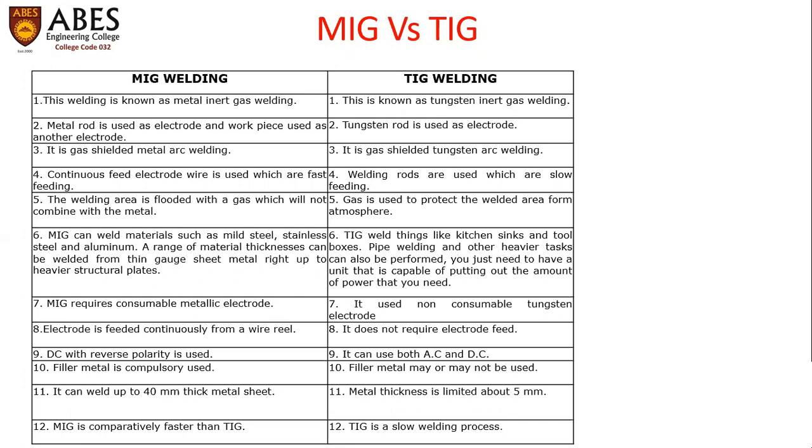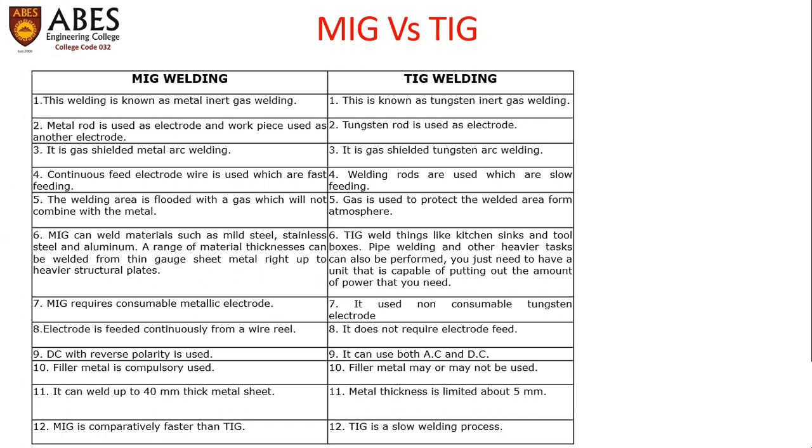In MIG welding, a continuous feed electrode wire is used, which is fast. In TIG, welding rods are used, which are slow in speed. In MIG, the welding area is flooded with a gas which will not combine with the metal, whereas in TIG, gas is used to protect the welded area from the atmosphere.